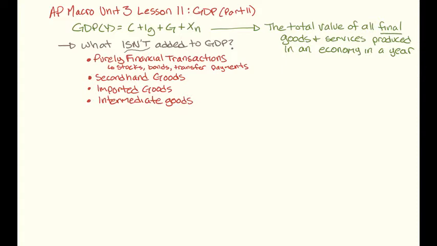The next part of the lesson I want to move on to then is figuring out what are some things that should be added to GDP, but for one reason or another don't actually get added. And this is where I like to talk about black and gray market transactions. And you'll probably need to define these for the kids. They have some idea what black market is, but you may want to go ahead and define it.